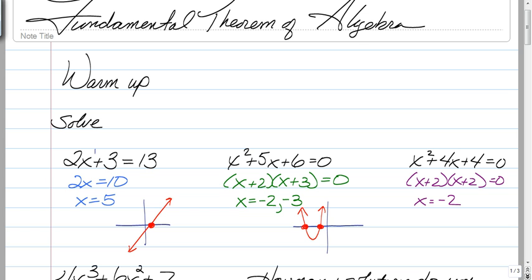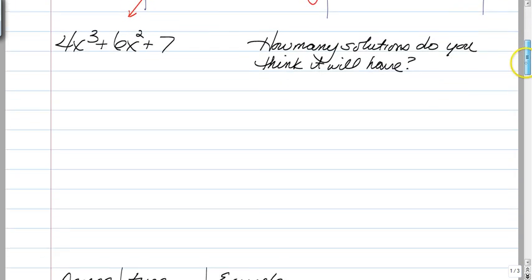And then the last one is an example of when I say at most, because it's x squared, but when you solve it algebraically, you see you have just x is equal to -2. That's because we have x plus 2 and x plus 2, so it's known as a double root. So the graph looks like that. Of course, you could also have no solution, and the fundamental theorem of algebra is the most number of solutions you can have in any equation.